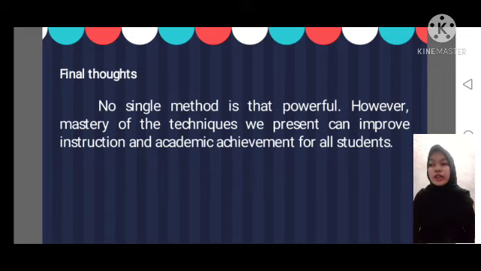Okay, the last is final thoughts. No single method is that powerful. However, mastery of the techniques we present can improve instruction and academic achievement for our students. Moreover, the model contains many components that are useful in and of themselves aside from their use in strategy instruction. In closing, we emphasize that the method we present is not the only way to instruct students with LD.